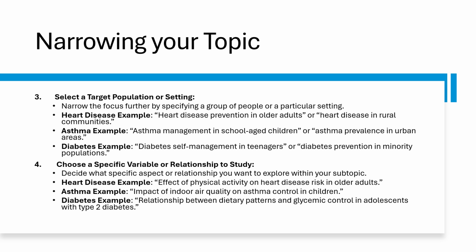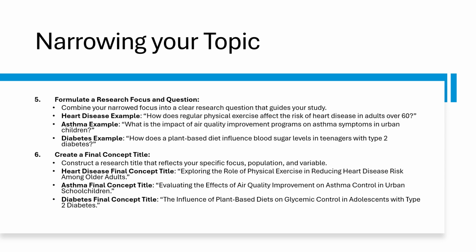Okay, so also choose a specific variable or relationship to study. Decide what specific aspect or relationship you want to explore within your subtopics. For example, the effect of physical activity on heart disease risk in older adults. Okay. So also formulate a research focus and questions. Combine your narrowed focus into a clear research question that guides your studies.